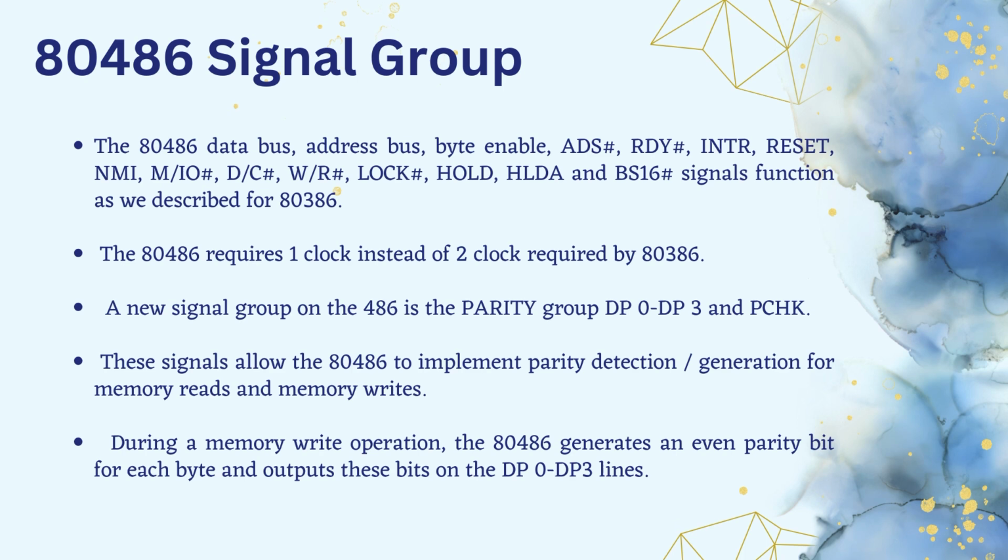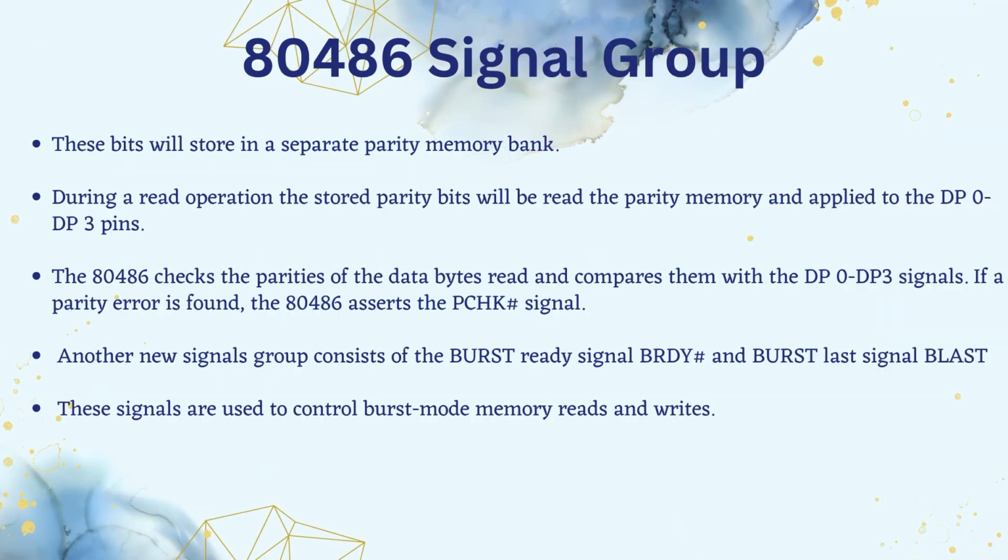80486 signal groups. The 80486 requires 1 clock instead of the 2 clocks required by the 80386. A new signal group on the 486 is the parity group DP0 to DP3 and PCHK. These signals allow the 80486 to implement parity detection or generation for memory reads and memory writes. During a memory write operation, the 80486 generates an even parity bit for each byte. These bits are stored in a separate parity memory bank.